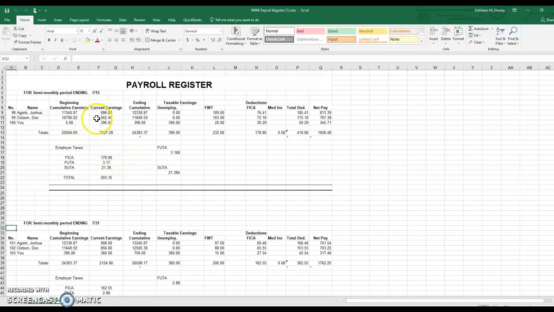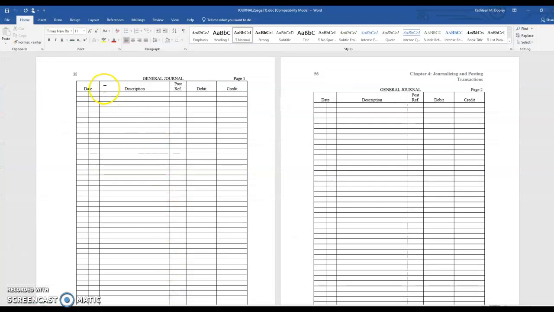First of all, we have to be able to separate this out for the wages expense. So Joshua is $998.80, and Don is $942.48, and so that's a total of $1941.28. So we're going to go on to our general journal. Put in our date. We're going to debit wages expense, dash, sales, and that is for the 1941.28.